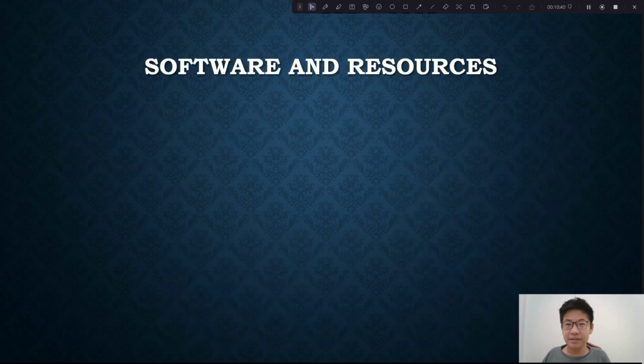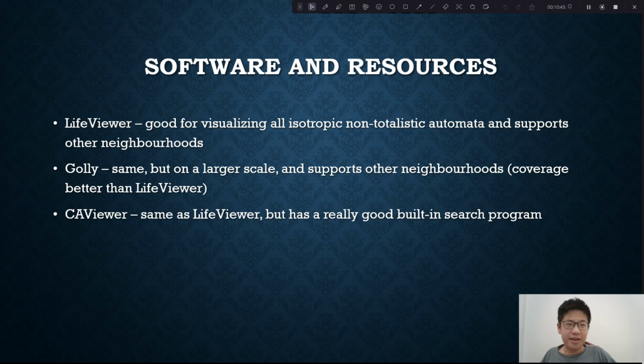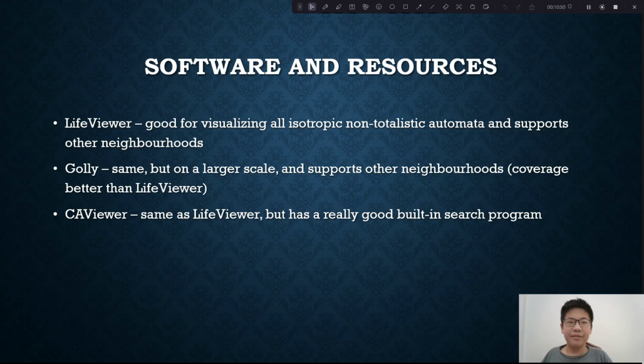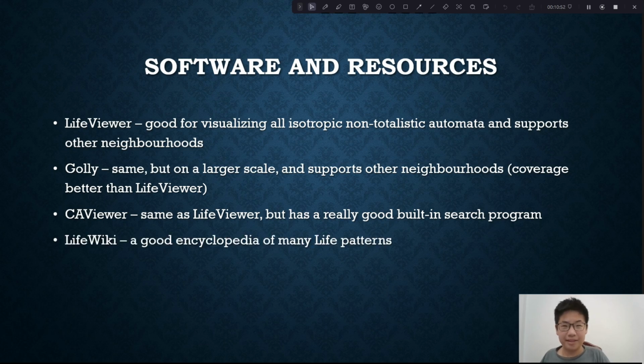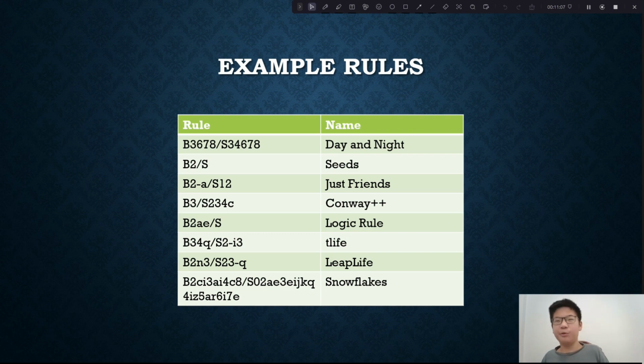Got that? Now, software and resources you can use are Life Viewer, Golly, CA Viewer, and LifeWiki. Life Viewer is a really good resource. Golly's somewhat better. CA Viewer has a really good search program, and LifeWiki is basically an encyclopedia of every single life pattern. Well, probably not every single, but every known life pattern. And here are a few example rules. As you can see, I have put 1, 2, 3, 4, 5, 6, 7, 8 rules here for you to examine, and then you can create your own rules.